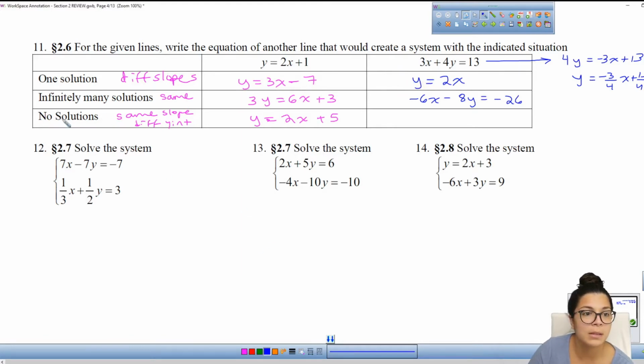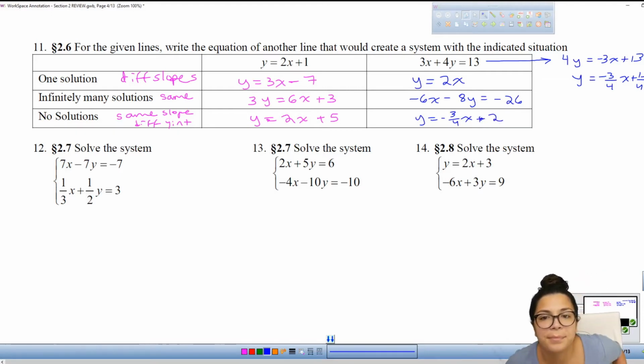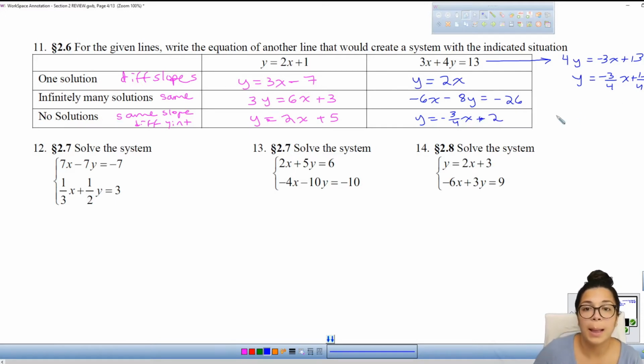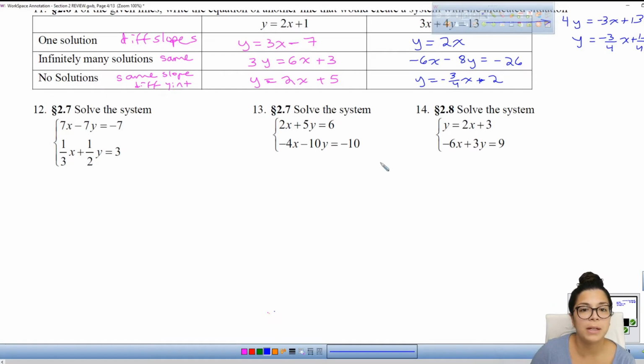So last one, no solution. Again, you would need the same slope, but a different y-intercept. So the slope has to be -3/4. And then the y-intercept, you could put anything. I'm going to go with 2. All right. So that is number 11. Let's move on to number 12.